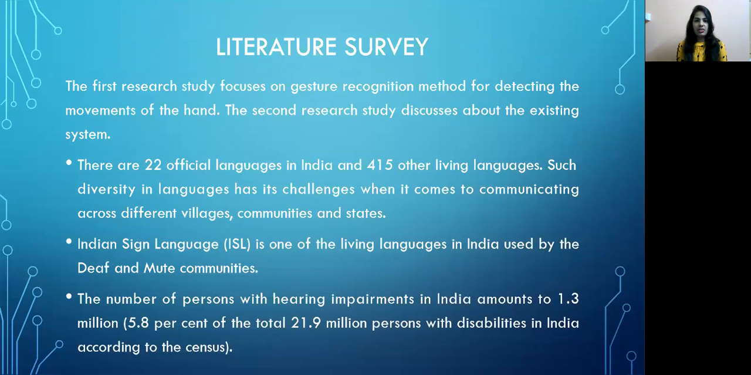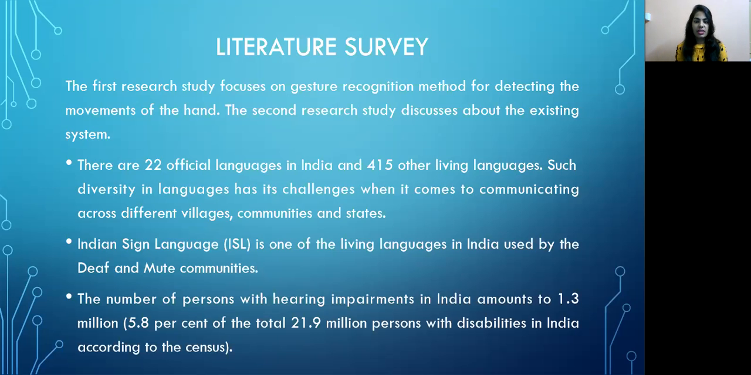Coming over to the literature survey, it speaks about the background study or the research work performed on the paper. I have performed two different research studies. The first research study focuses on gesture recognition methods and various sign languages in India. The second research study discusses the existing systems in the world.